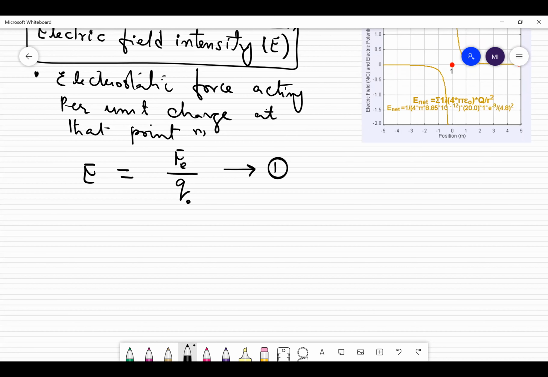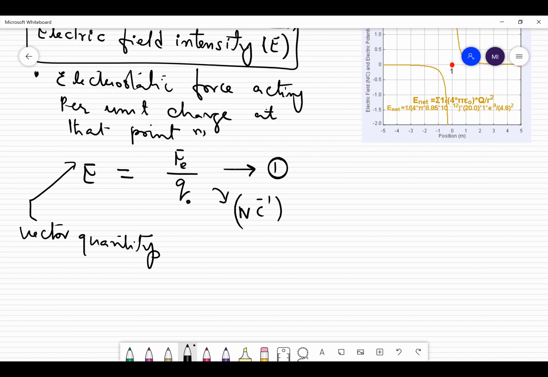The SI unit is what? The SI unit is Newton per coulomb, right? Physically, it is a vector quantity. It is a vector quantity.